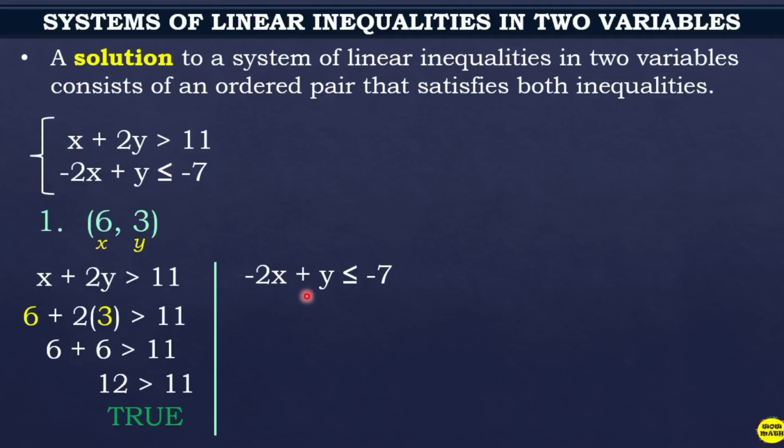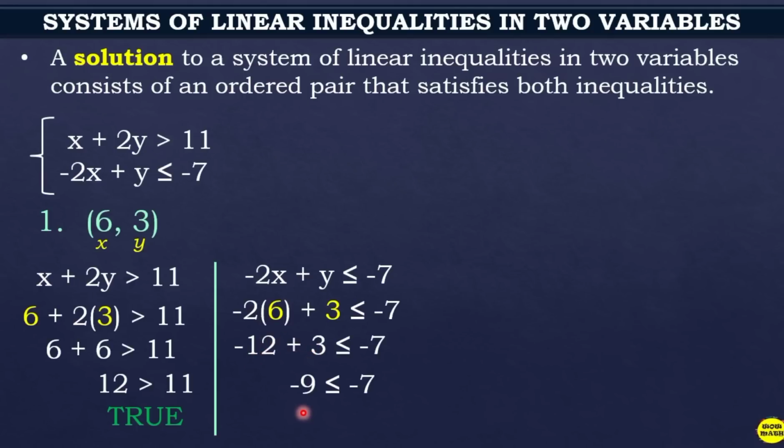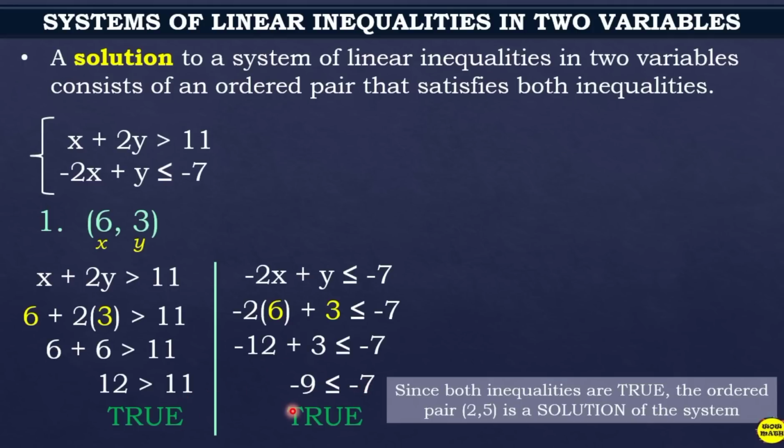Negative 2x plus y is less than or equal to negative 7. Substitute natin si 6 at 3 dito. So this is negative 12 and then positive 3. So this is negative 12 plus 3, that is negative 9. Is negative 9 less than or equal to negative 7? Yes, mas mababa po si negative 9 kay negative 7. So this is also a true statement. Therefore, since both inequalities are true, then the ordered pair (6, 3) is a solution.